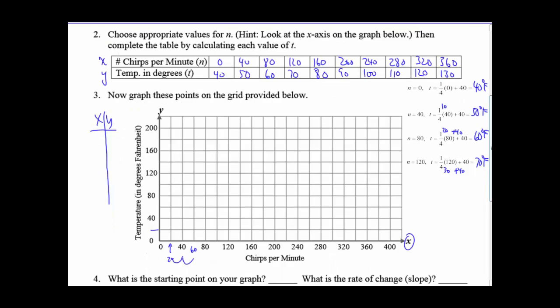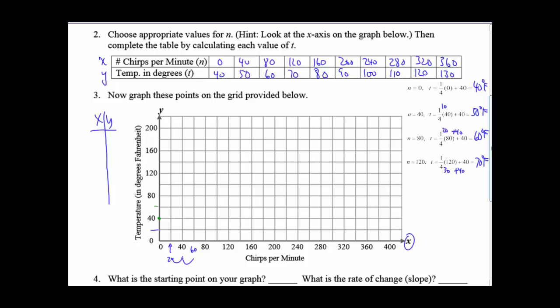Alright, welcome back. So we should have had 40, 50, 60, 70, 80, 90, 100, 110, 120, and 130. Now if we graph these points on the grid, we'll start at 0 and 40. So for 0 chirps per minute, we're going to go up to 40 and put a dot. And then we're going to go down the line, so at 40, we're going to go up to 50.